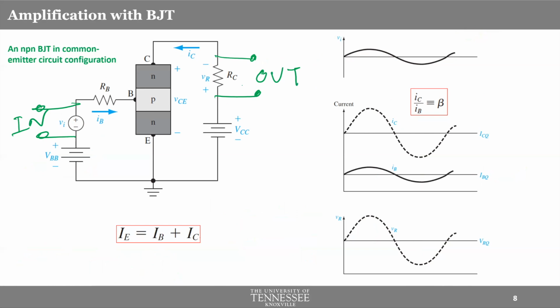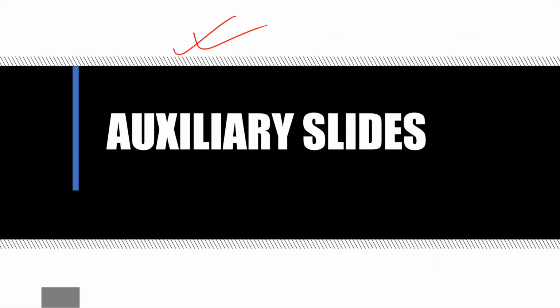And by the way, this is a signature of common emitter configuration. In common emitter configuration, you have this type of a scenario. That's why this particular mode of operation is the most common, because you want to design amplifiers. These are useful stuff.